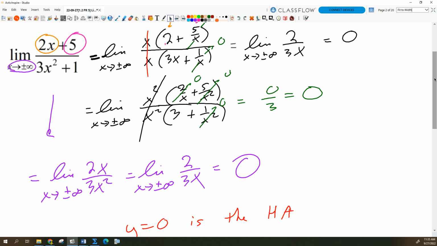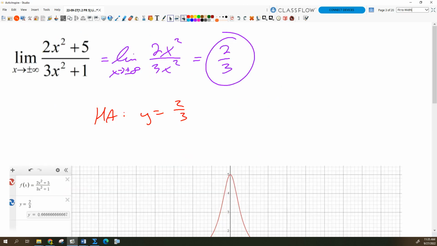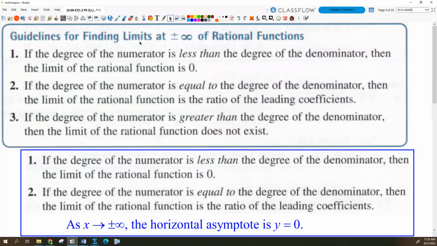Okay, so then that gives us guideline number 1. If the degree of the numerator is less than the degree of the denominator, then the limit of the rational function is 0, which means we end up with the horizontal asymptote y equals 0, right?